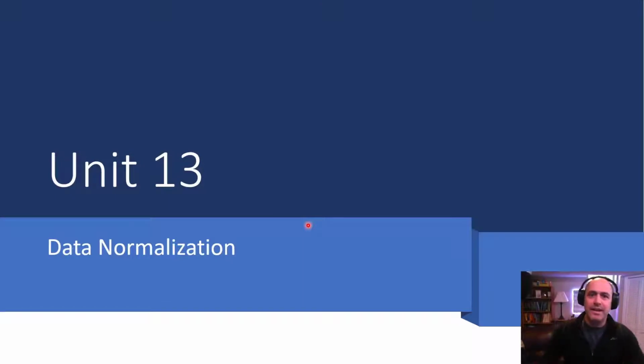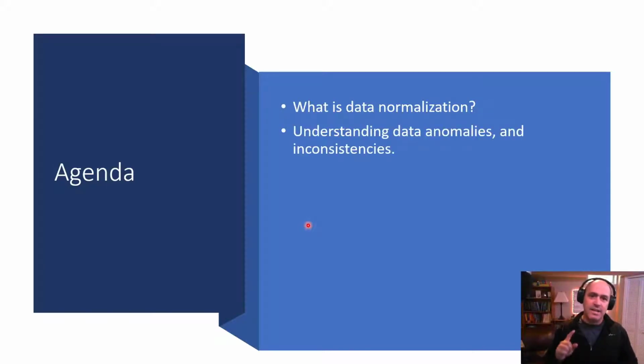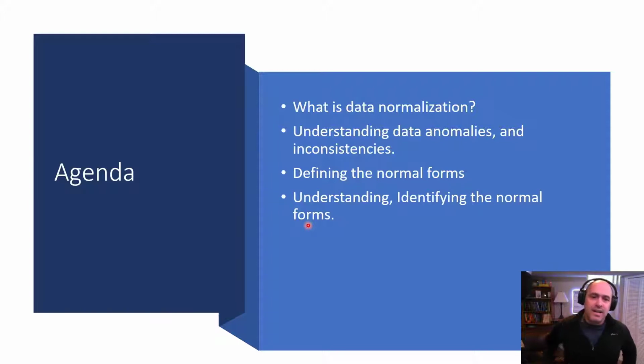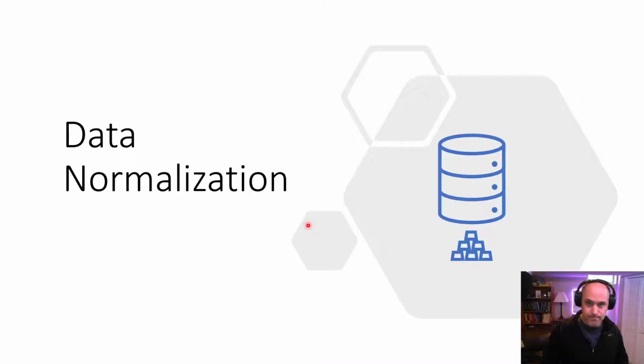Okay, let's get started with data normalization. What's on the agenda today? We'll start out with what is data normalization. Understanding the anomalies and inconsistencies in data is important to identifying how to address them with normalization. We'll define each of the normal forms, and we'll gain an understanding of how to identify the normal form that your data is in through data dependencies. Then we will go through the normalization process of improving table design by transitioning to the other normal forms.